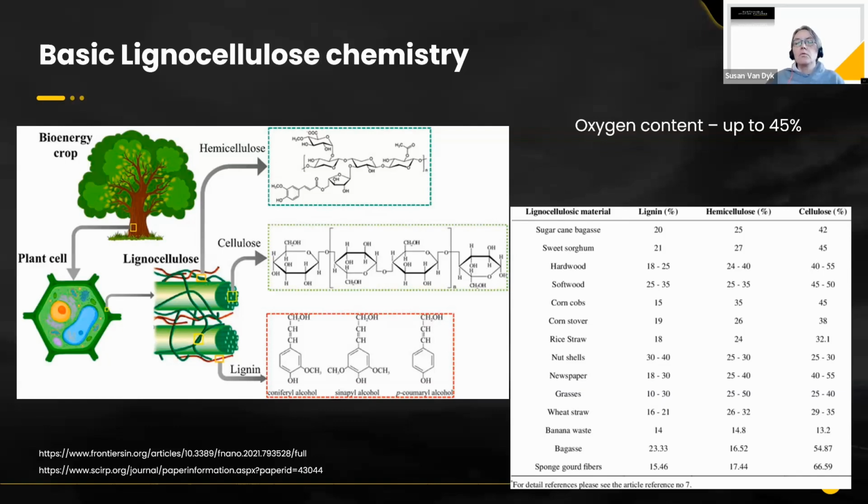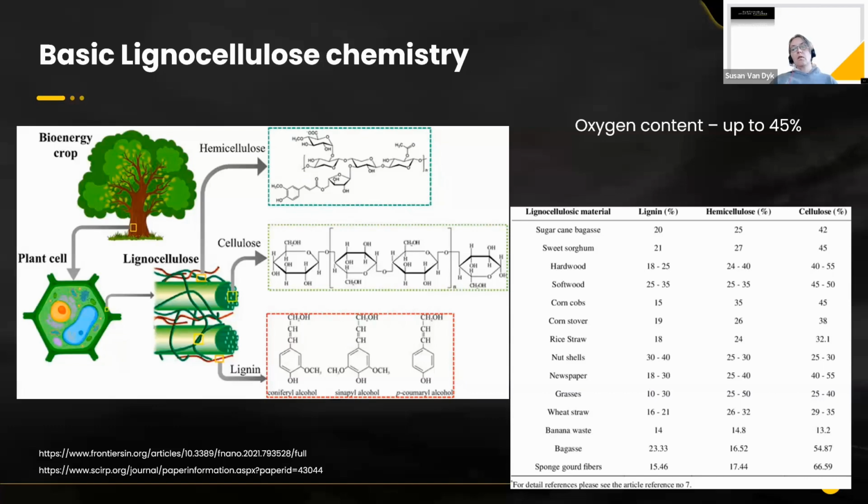So what we see is, say, sugarcane bagasse, 42%, softwood, so pine will have 45 to 50% cellulose, etc., etc. Rice straw only has 32% cellulose.